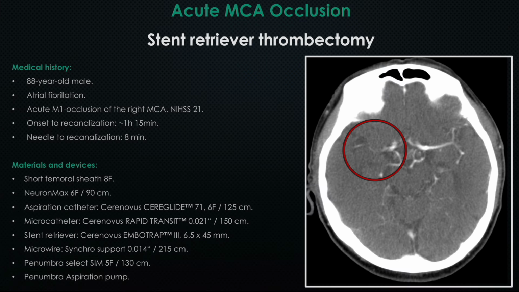Today we have an acute occlusion of the right MCA in the M1 segment, which we've treated with stent retriever thrombectomy. It was an 88-year-old male patient with atrial fibrillation, and he came with a severe right MCA syndrome, NIHSS score 21. The patient got intravenous thrombolysis with rtPA and was brought to our angio suite for mechanical thrombectomy. Onset to recanalization was about 1 hour 15 minutes, and needle to recanalization about 8 minutes.